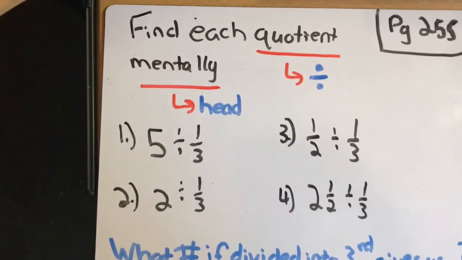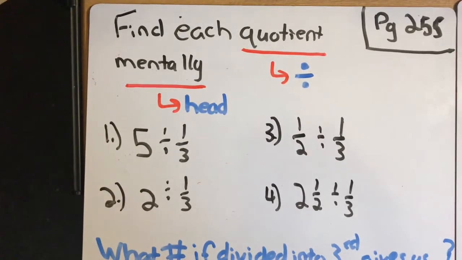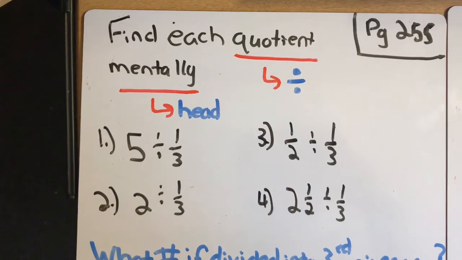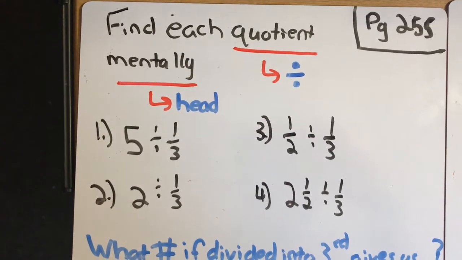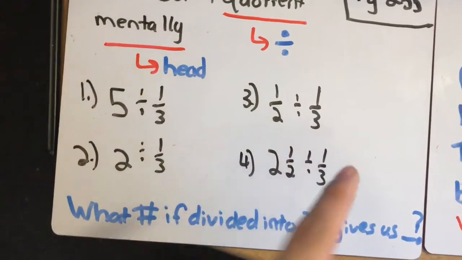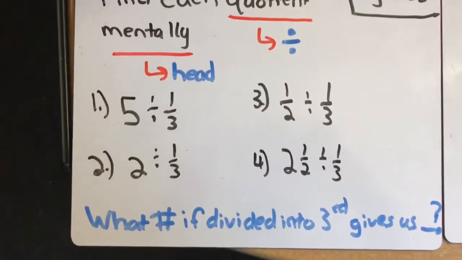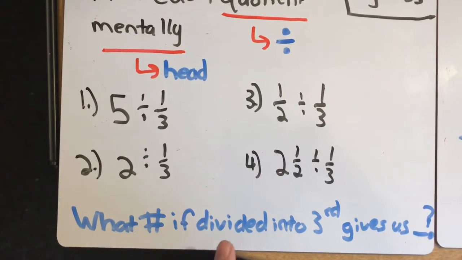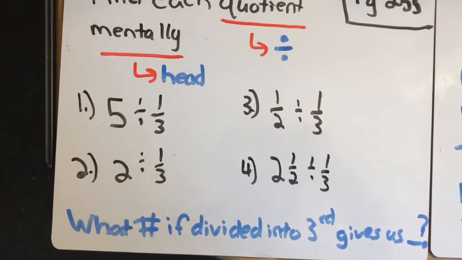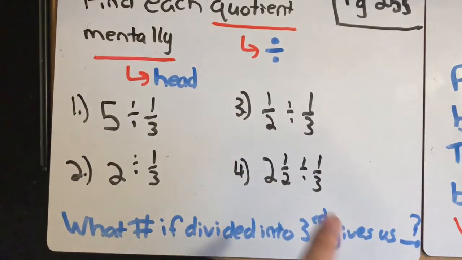Number 1 says 5 divided by 1/3. 2 is 2 divided by 1/3. 3 is 1/2 divided by 1/3. And 4 is 2.5 divided by 1/3. Notice that they're all being divided by 1/3. So to help you out, ask yourself, what number, if divided into thirds, gives us 5, gives us 2, gives us 1/2, gives us 2.5.